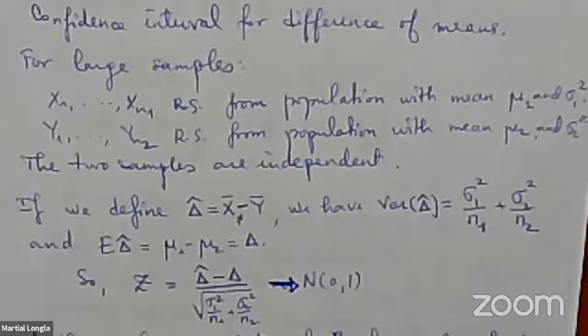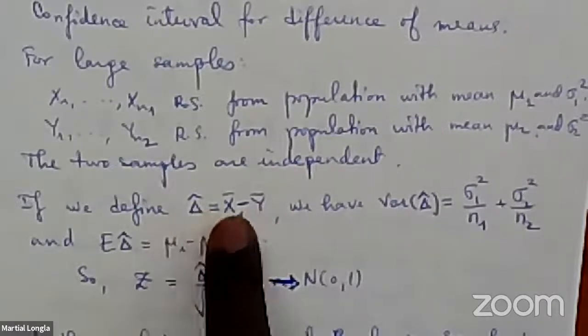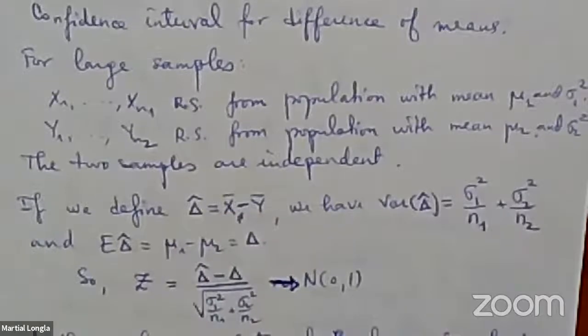Then, if that is the case, we define the estimate of the difference as x bar 1 minus x bar 2. Why do we do that? Because we already know that we estimate the mean by x bar. So we estimate the mean of the first one by x bar, the mean of the second one by y bar, and we take their difference. So we are sure that we are estimating the difference of the two means.